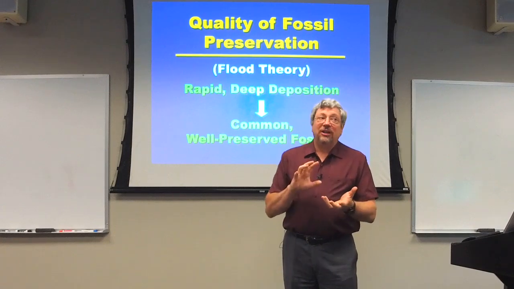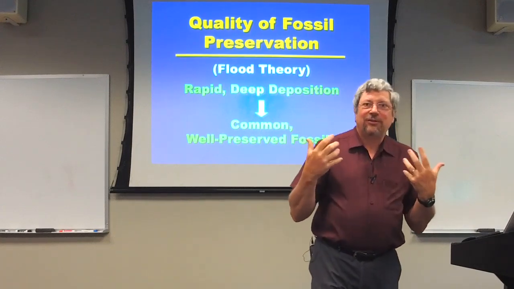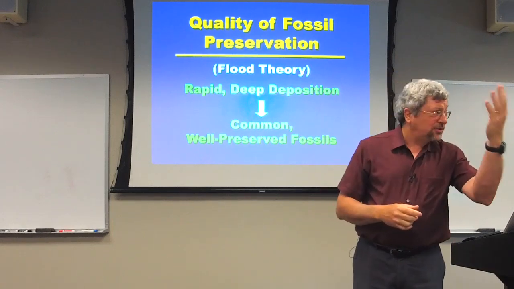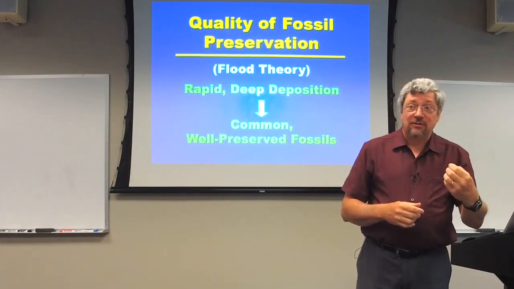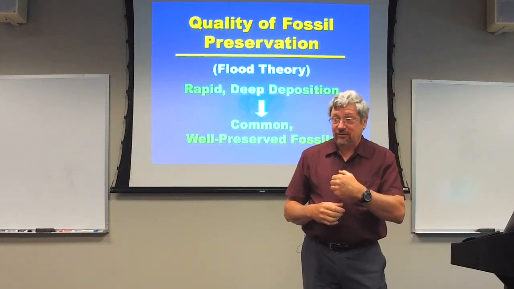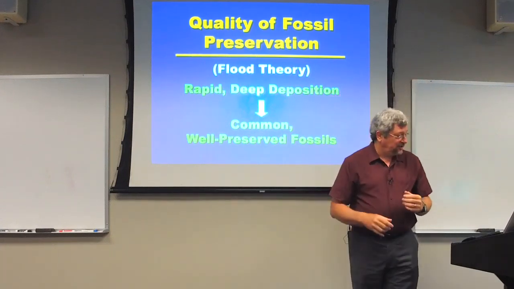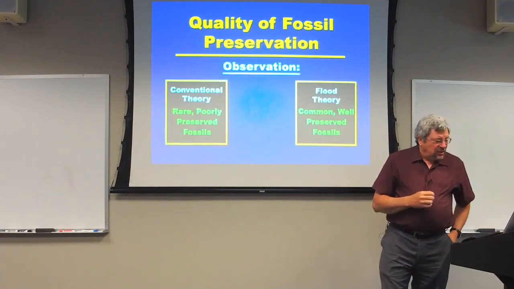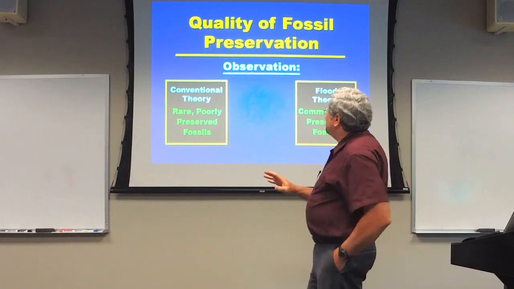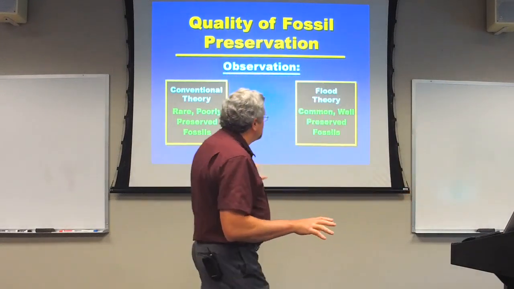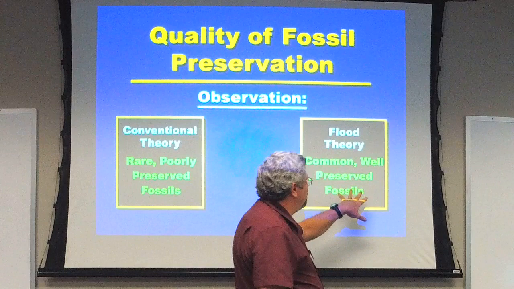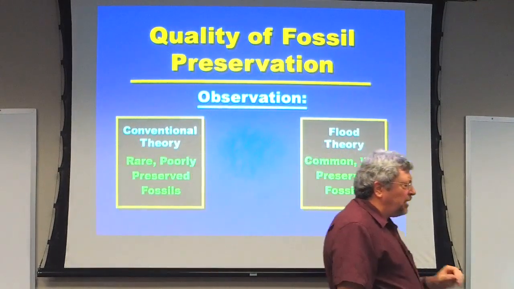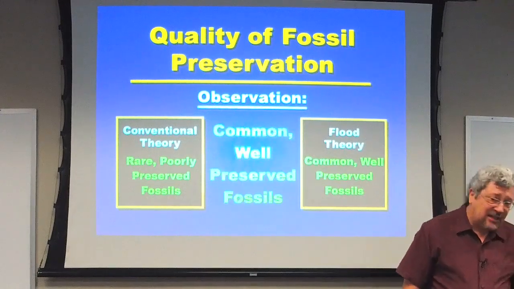As a matter of fact, you might expect, and this is going to be another thought we're going to come to in a moment, that maybe even a large percentage of the organisms would actually get preserved as fossils, which is a mind-boggling concept compared to the conventional wisdom. So in terms of the quality of fossil preservation overall, you might expect that in flood theory you'd have common, well-preserved fossils, but in conventional theory, fossils would be rare and poorly preserved. What do you actually see?